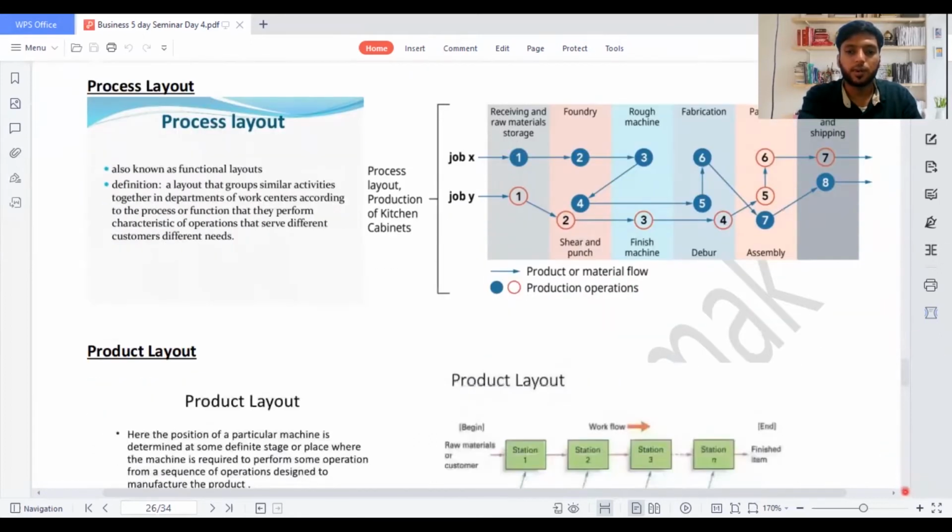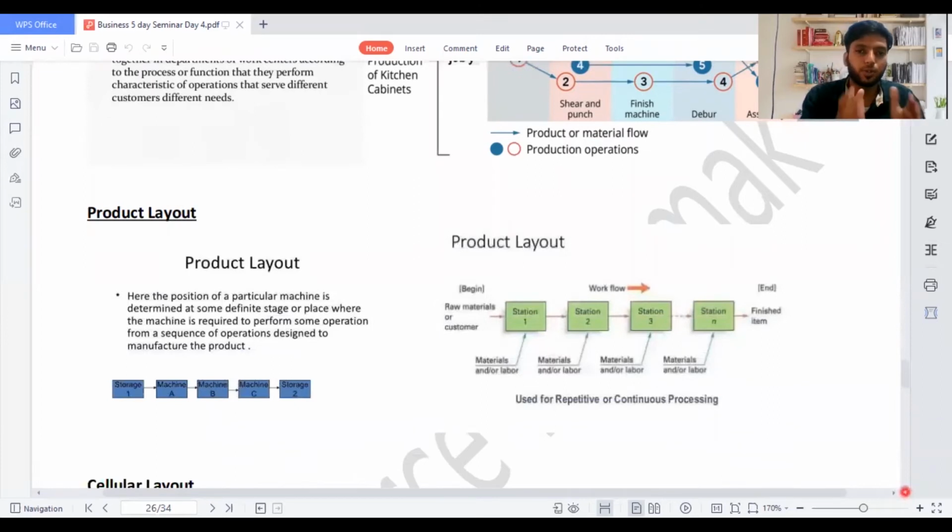Then we move on to the next part, product layout. It's easy. Once you put a product in, it goes one by one, so it doesn't change in between. If you keep the product moving on, it will add value to that product in the machine itself. Station 1, station 2, station 3, station n. So it finally finishes. Here the position of a particular machine is determined as some definite stage or place where the machine is required to perform some operation from a sequence of operations designed to manufacture the product. So it has a sequence, and it moves on as per the sequence. That's how product layout works.